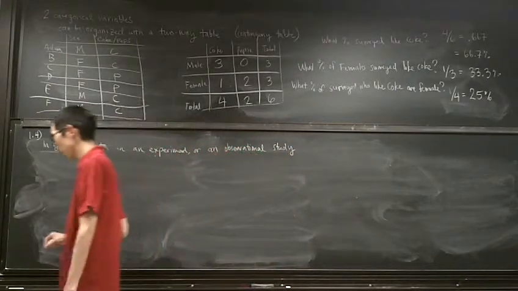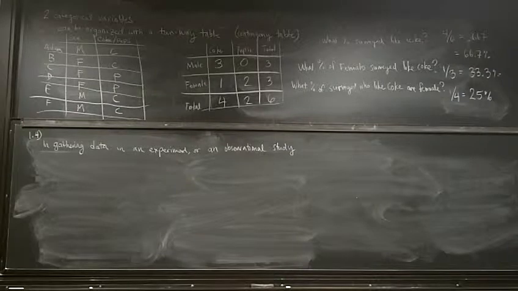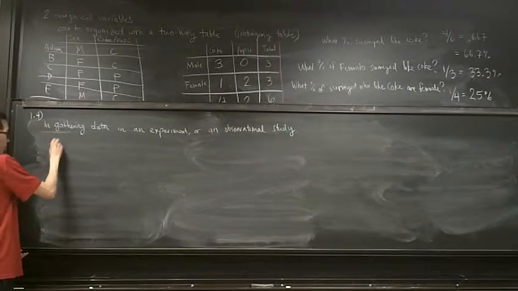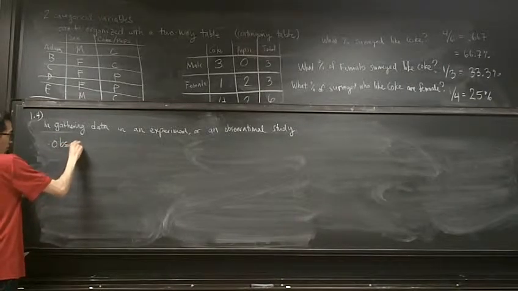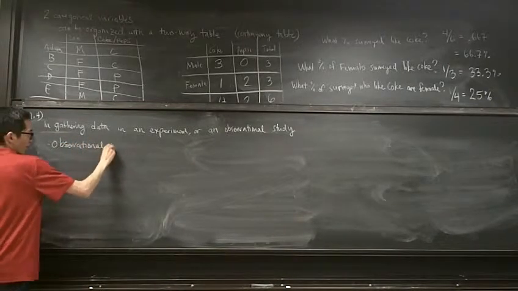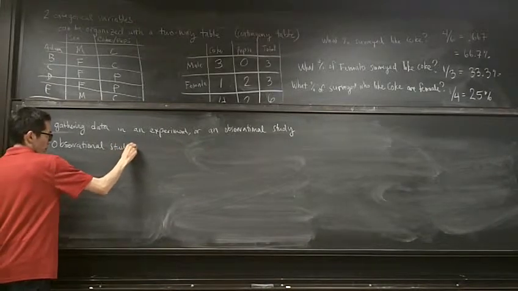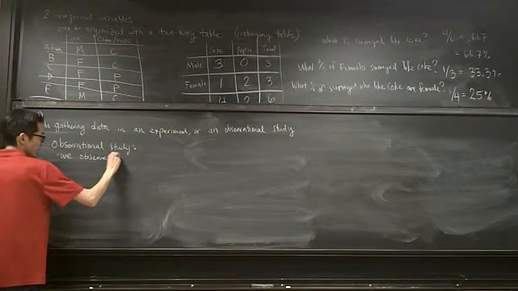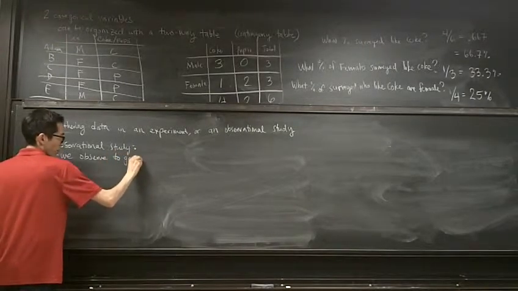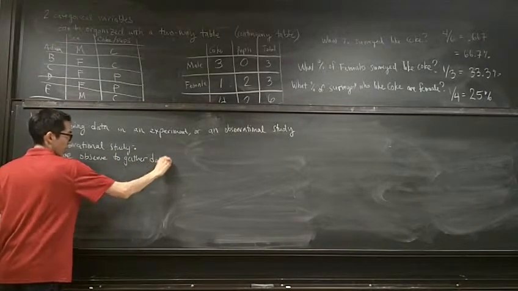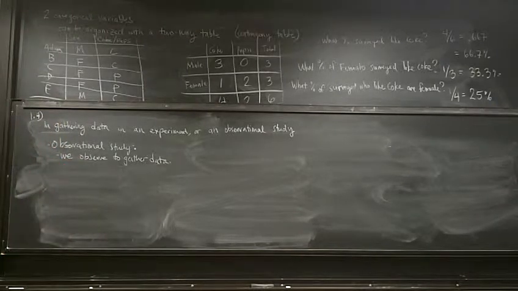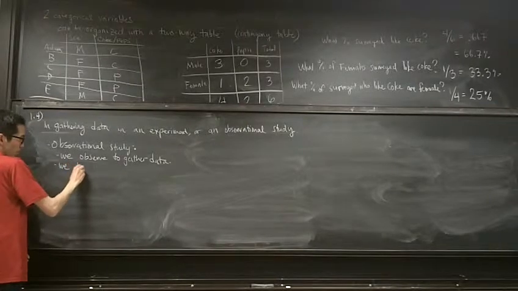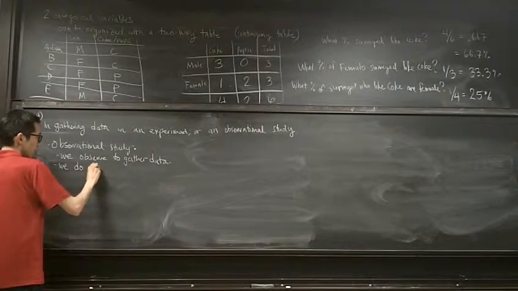Let's talk about a few of the differences. In an observational study, we just observe. We observe to gather data. We try not to interfere. We do our best not to interfere.